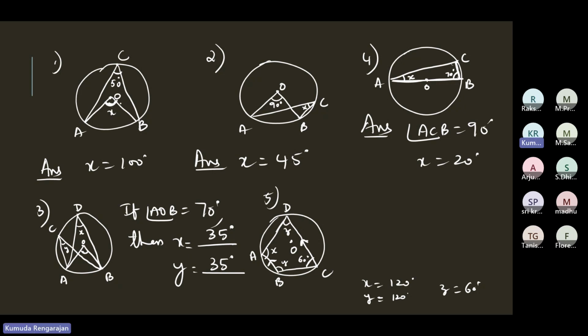The angle at the center is always double. So that's why we got x is 100. Similarly, see here. In the second figure, C is a point on the circumference. A is the center of the circle. Center is 90, that means x should be half of it, 45. The center is double, so on the circumference, it will be half of it, 45.